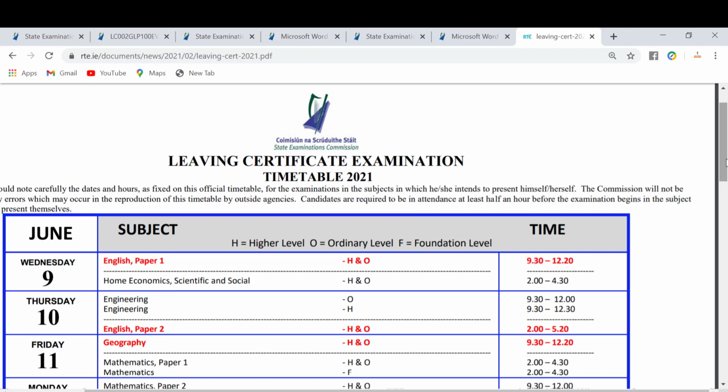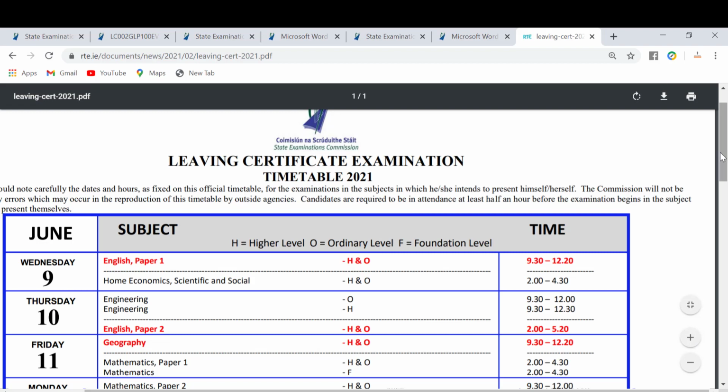Okay, so now we're going to look at the Leaving Cert exam paper for English for 2021. We're going to look at the ordinary paper and some changes that have taken place, to give you a better chance and more choice. So first we will just have a quick look here at the exam time.